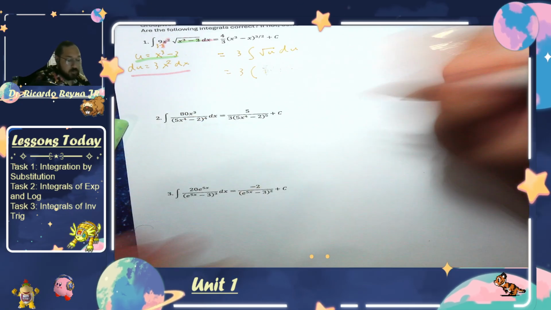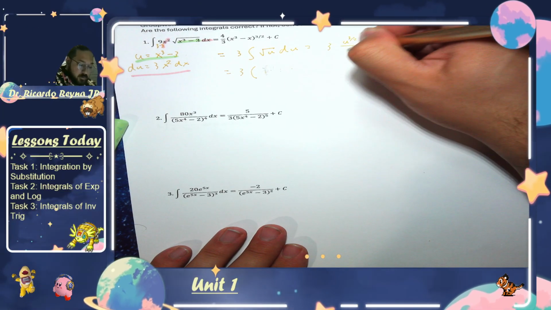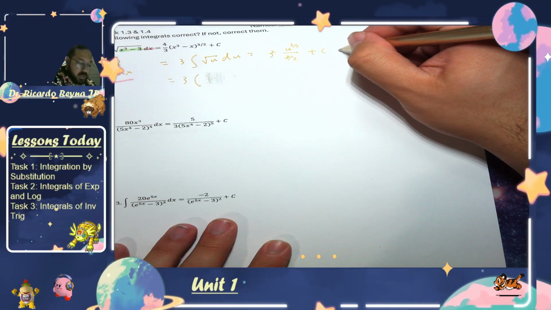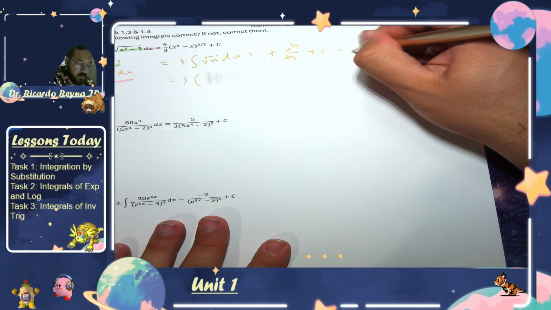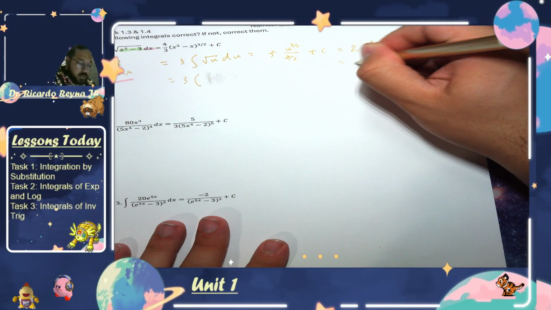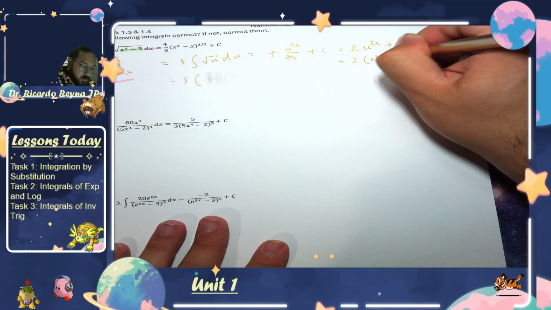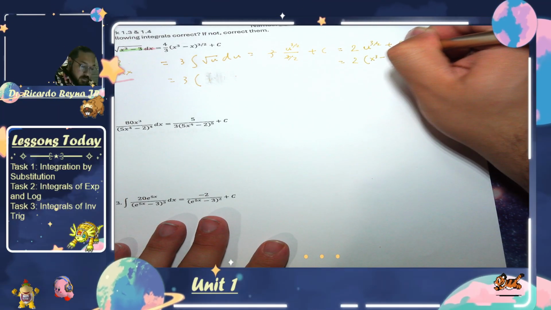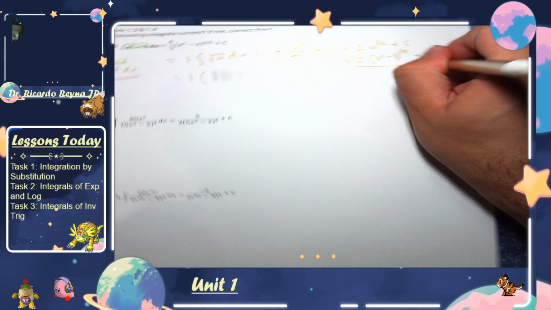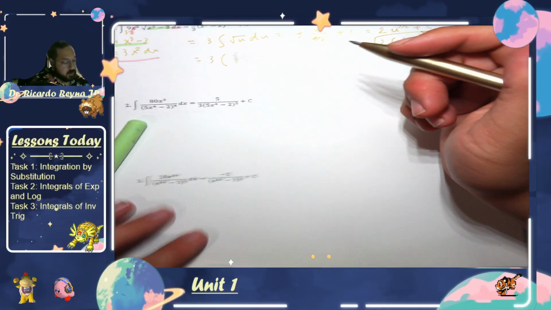Here, I'm going to just resume it this way. 3 u to the power of 3 over 2 over 3 over 2. Cancel out those 3. Oh, plus c. And then bring that 1/2. We have 2 u to 3 over 2 plus c. And then we plug in that u. x to 3 minus 3, and then 3 over 2 plus c. Right, that's correct. Let's move on.